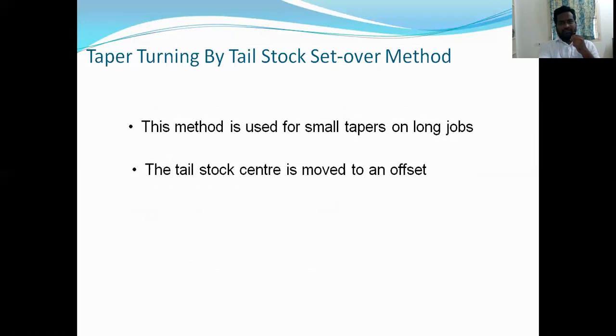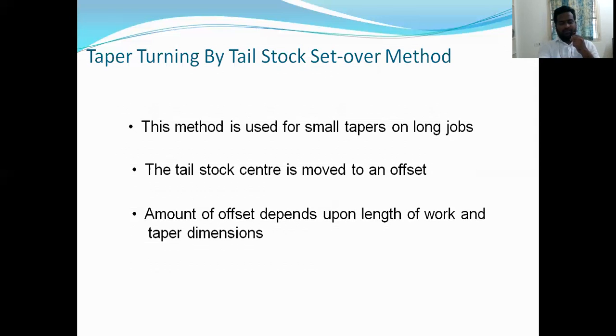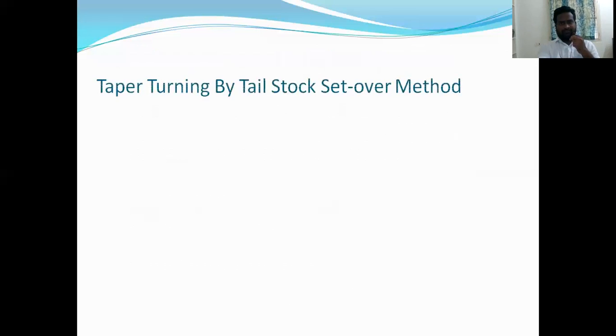The tailstock center is moved to an offset. We will observe this in the figure. The amount of offset depends upon the length of the work and the taper dimensions. The tool is fed parallel to the lathe axis, right?